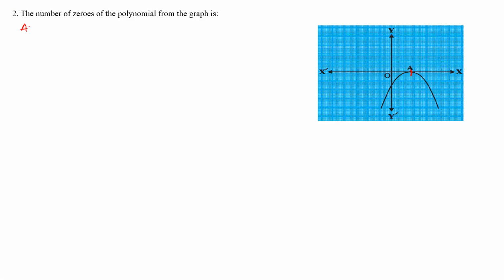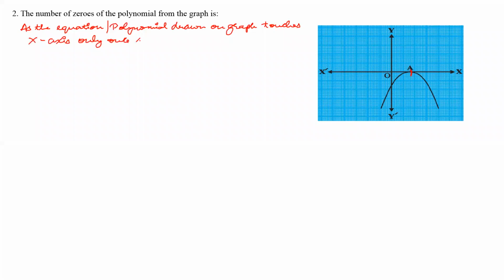As the equation or polynomial drawn on the graph touches the x-axis only once, it will have only 1 zero. See, one student, I don't remember the name, has directly written only 1 zero.